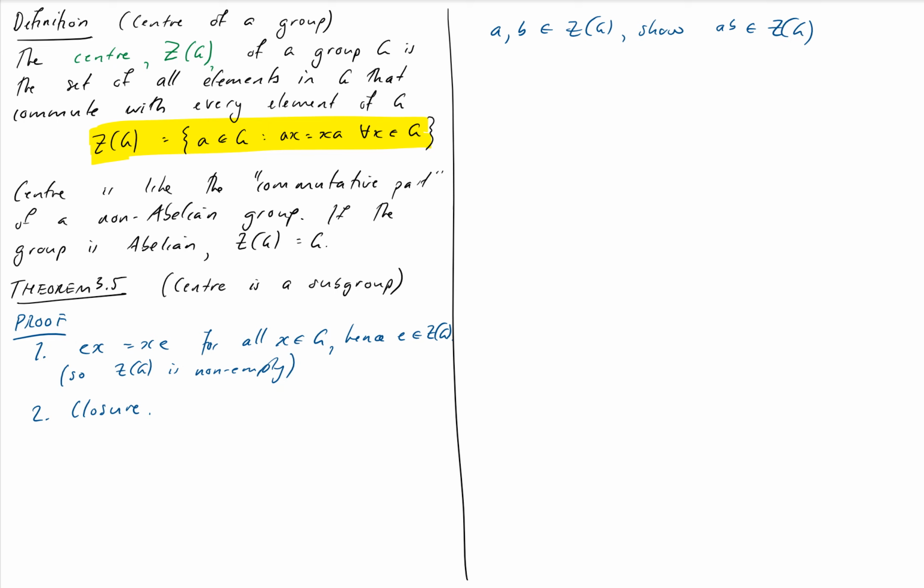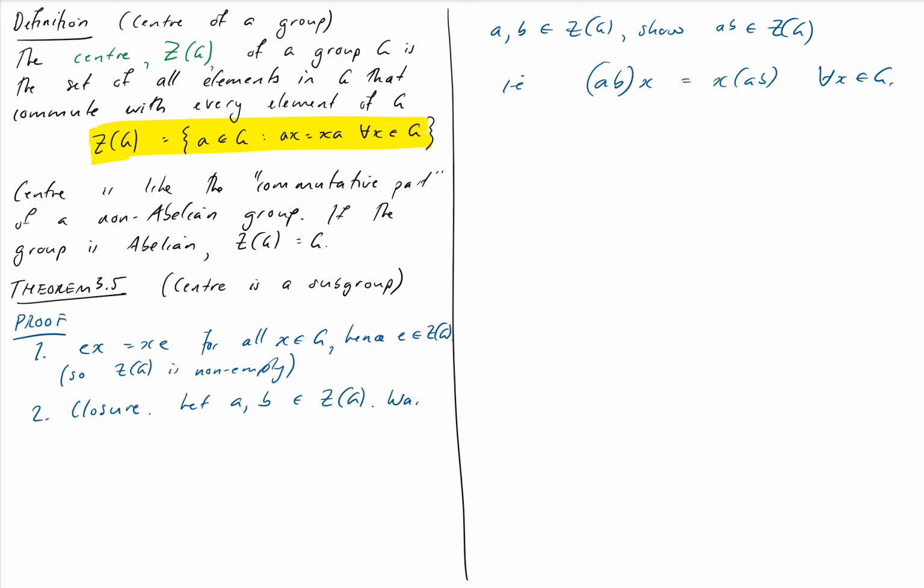This is a set where we have to show some elements satisfy a certain property, i.e. we want to show that ABX equals XAB for all X in the group. So that's the thing we need to show. Let's start by defining those two elements. Let A and B be members of the centre.